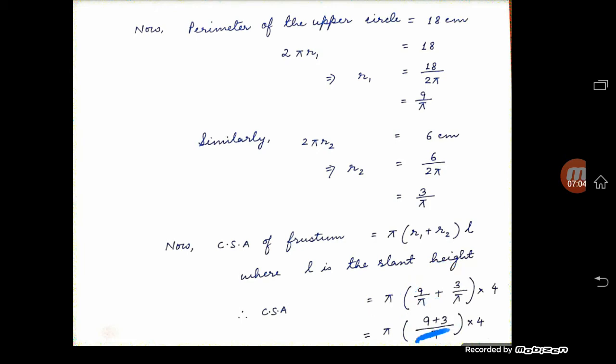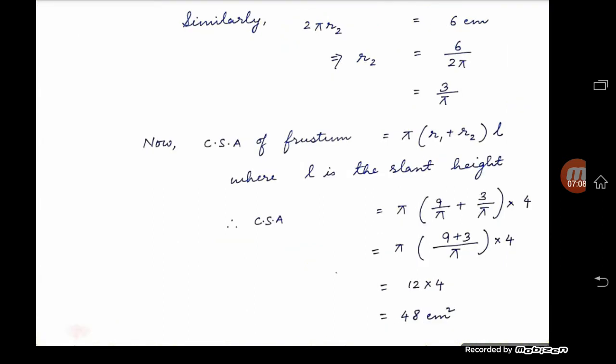Pi and this pi will get cancelled out. So what will be left? We will be left with 12. 9 plus 3 is 12. Pi and pi will get cancelled out. So 12 into 4, which is 48.